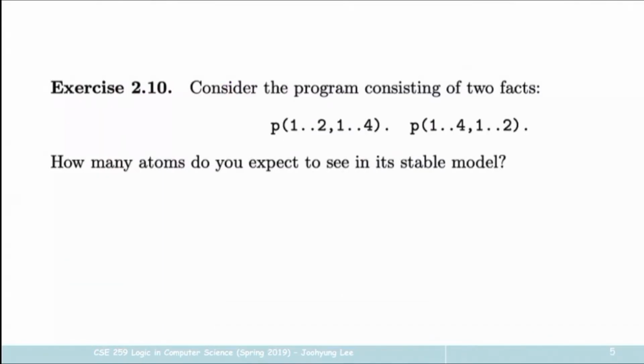This is an exercise problem. I will not do it here, but you can always type it in. And before you do that, try to gain insight: what should be the stable model here? Think about it before you run it, and check whether that matches your intuition.